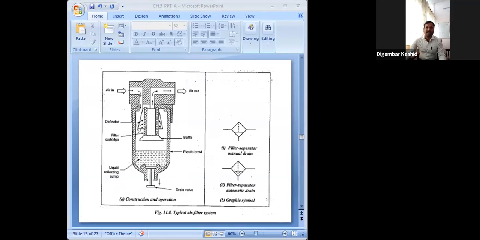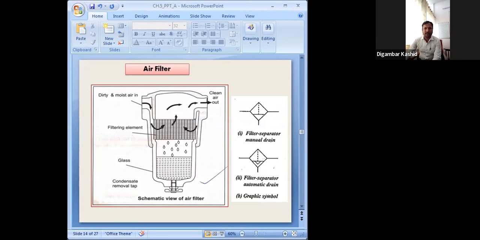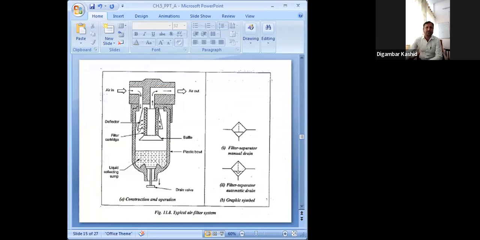Okay, this entire baffle assembly, you can call it that. On this one you can see the filtering element, which you can also call the filter cartridge. Here I have shown separately the deflector, filter cartridge, and baffle. Then we have this plastic ball, you can see.